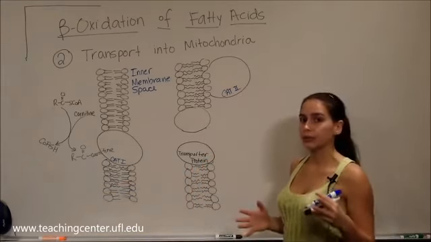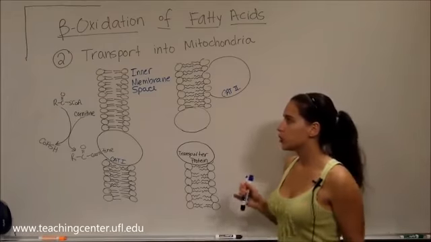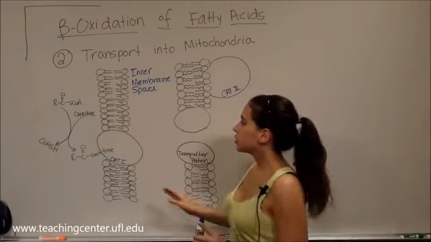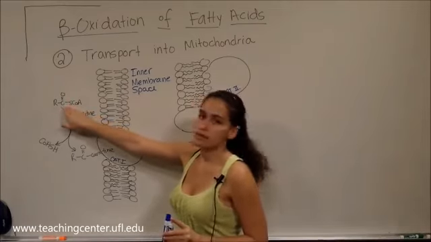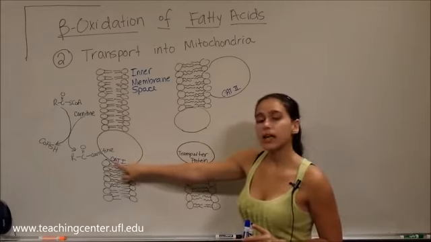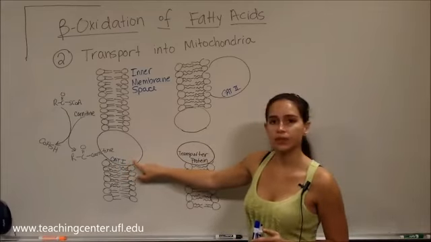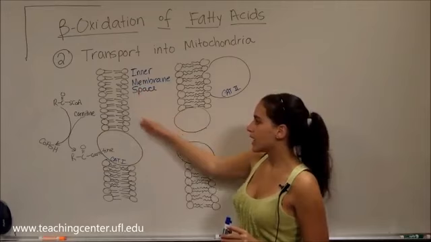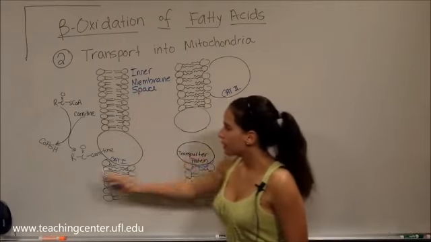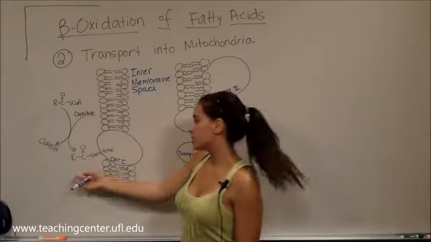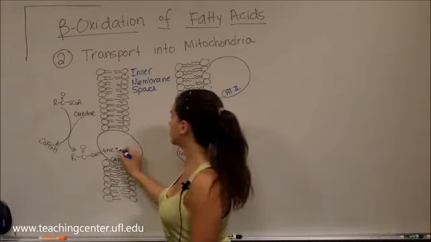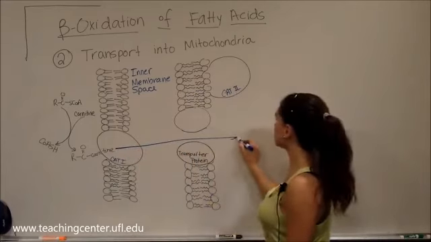The next step in beta oxidation is to transfer the fatty acyl-CoA from the cytosol into the mitochondria. However, we need a little helper, and this little helper is going to be carnitine. Carnitine is going to be put onto the fatty acyl-CoA by the action of carnitine acyltransferase 1, or CAT1, which is in the outer membrane of the mitochondria. From there, this fatty acyl-CoA that we added the carnitine to, we're going to shuttle it into the matrix.